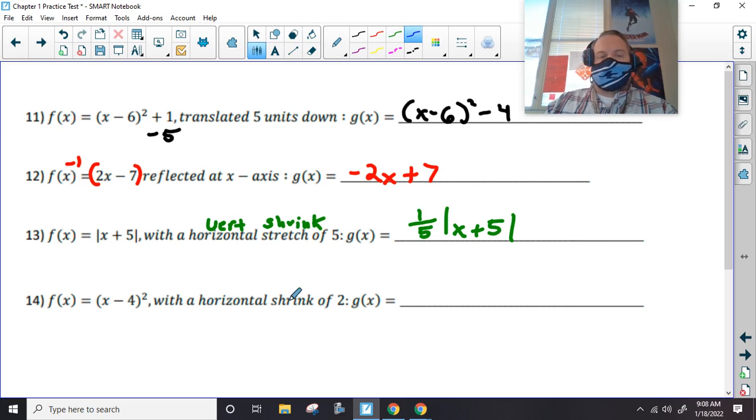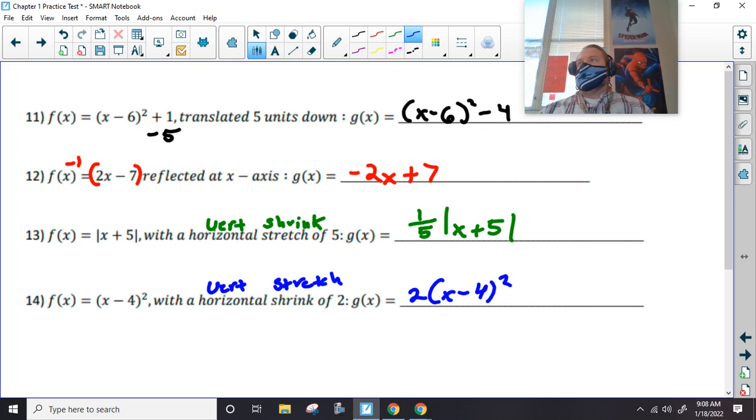Now, this is a horizontal shrink. This is the same thing as a vertical stretch. So horizontal shrink of 2, we're actually going to stretch this by 2.